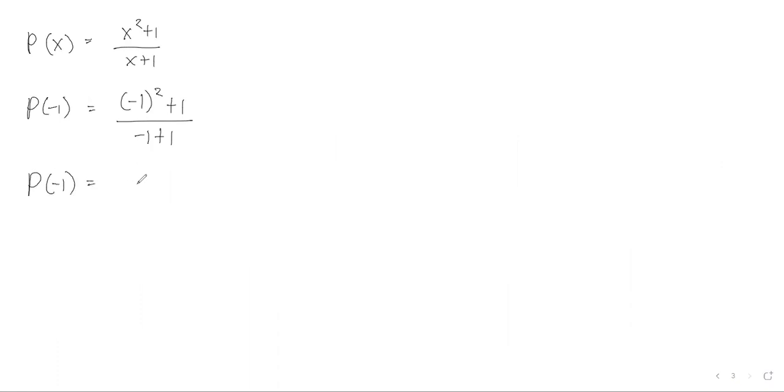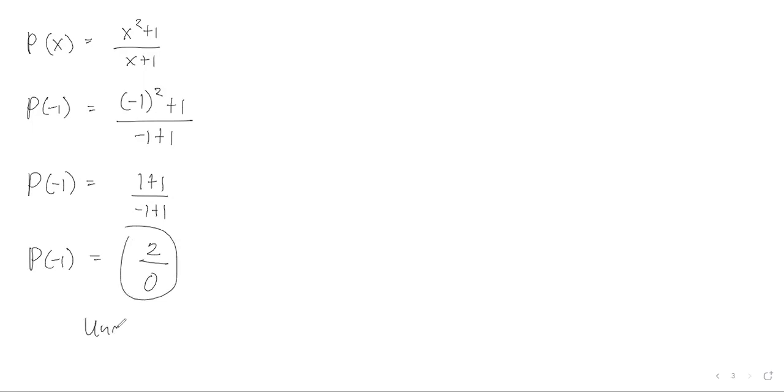Next page ulit. P of x, sulat ko na lang, x squared plus 1 over x plus 1. Okay, negative 1. P of negative 1. Palitan lang din lahat ng x ng negative 1. Ayan. Oops, naging undefined. Okay, p of negative 1. Negative 1 squared, 1 plus 1 over negative 1 plus 1. So p of negative 1, 1 plus 1, 2, negative 1 plus 1, 0, and this is undefined.